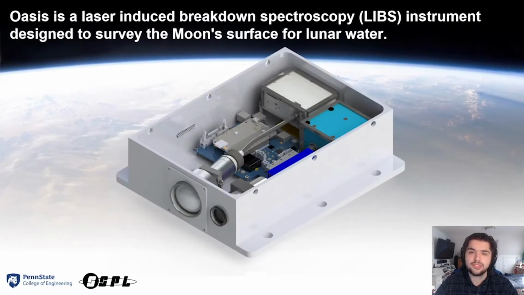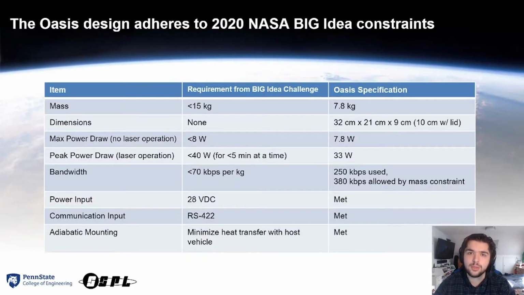To reiterate, OASIS is a LIBS instrument surveying the moon's surface for water. The OASIS design adheres to constraints outlined specifically by the 2020 NASA Big Idea Challenge, as shown in the table below. A quick note, while there were no volumetric requirements outlined by the competition, we felt it appropriate to list these figures alongside the mass of the payload.